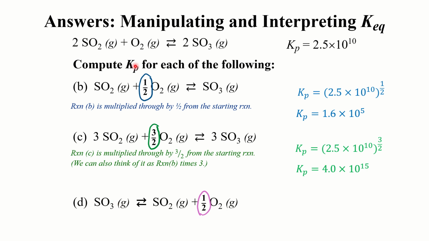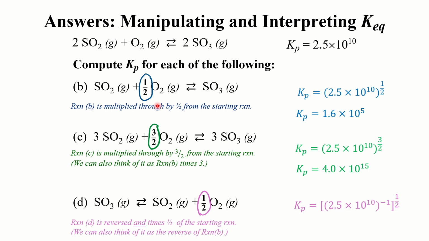Finally, letter D. Letter D looks like it's been flipped to me. SO3 was on the right up here. Now it's on the left down here. It also looks like the coefficients have been altered. The coefficients have been halved. So reaction D is reversed and multiplied by 1/2. So you need to do two things to it. The order here isn't going to really make a difference. If you had the half here and the -1 here, you should still get the same answer. I'll take that Kp expression, I'll raise it to the -1 power, and then raise it again to the 1/2 power. And I get the answer, 6.3 times 10 to the -6 for reaction D. So this is how you manipulate Keq expressions.